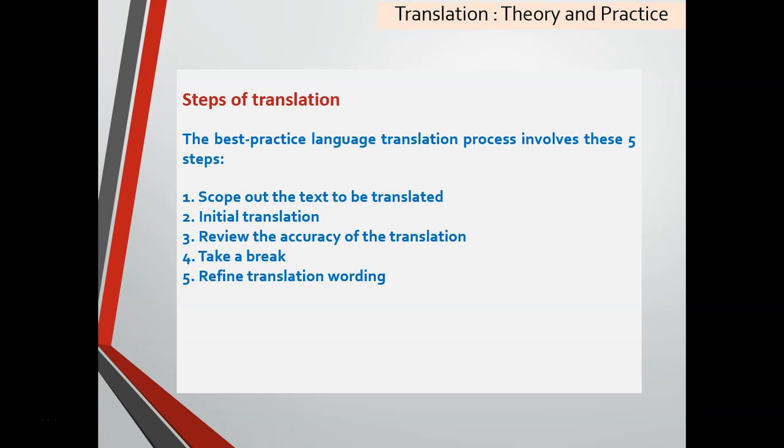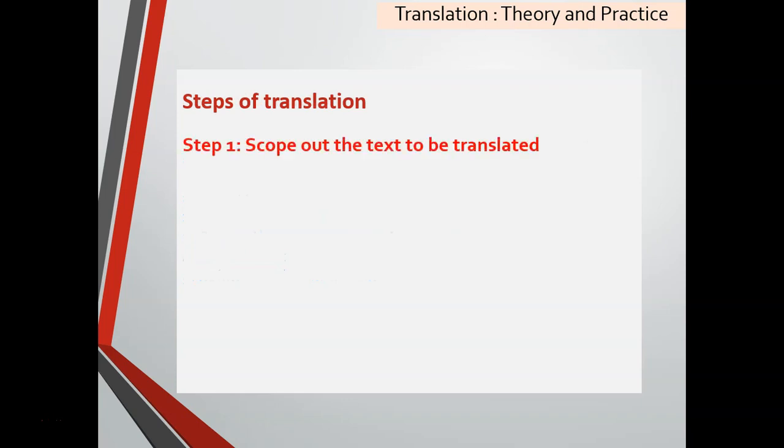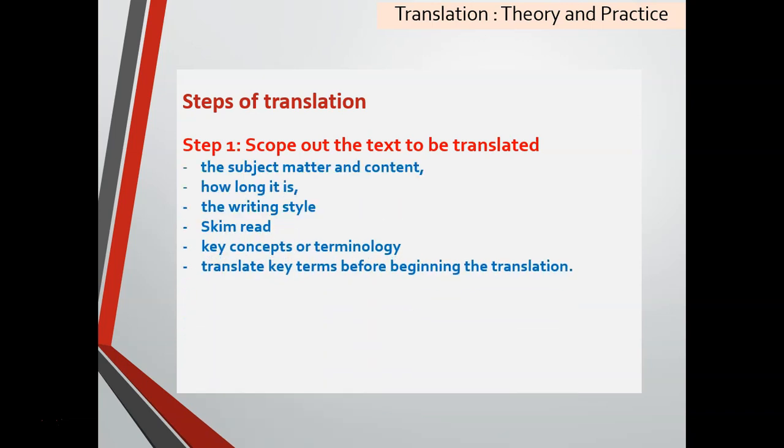Now, in the coming slides, we try to shed light on each of these steps in more detail. If we come to the first one, the first step is to scope out the text to be translated. This step is to get a feel for the text you are going to translate. That's to say, the subject matter and the content, how long it is, the writing style, if it is technical, and the various sections, etc. The translator will typically read or skim read parts of the text to get an overview of the content. A quick reading of some parts of it is called skim reading.